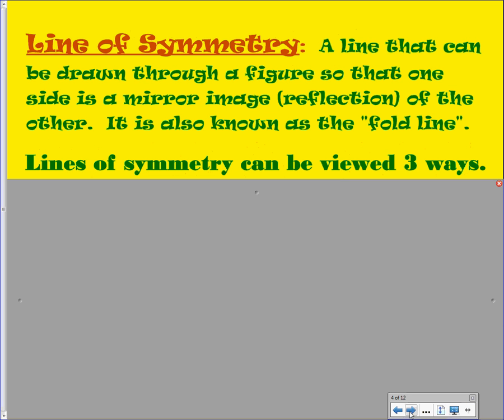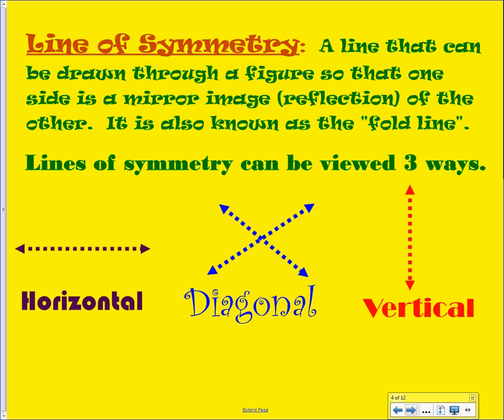Then we talked about a line of symmetry, a line that can be drawn through a figure so that one side is a mirror image or a reflection of the other. It is also known as the fold line. Lines of symmetry can be viewed three ways, and I had them look back at the first slide to try to decide what the three ways were, and they were mostly able to tell me horizontal, diagonal, and vertical.